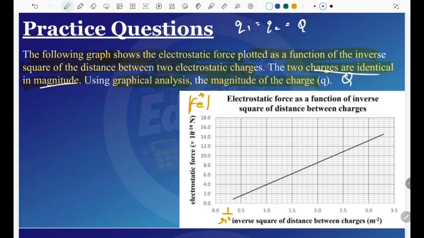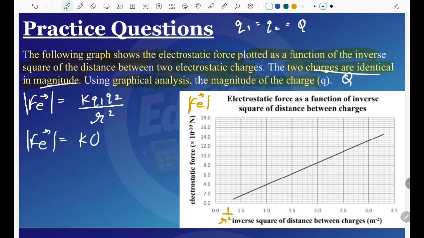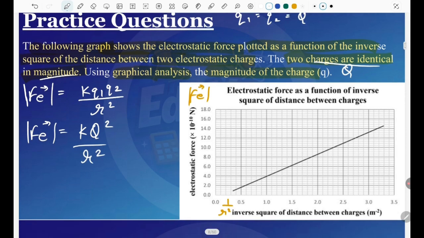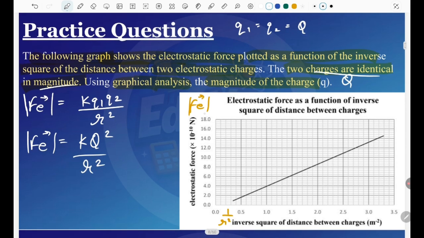So we have to know what the formula for this is. We know that Fe is equal to k q1 q2 upon r square, so Fe is equal to k q square upon r square. We have to arrange this so that Fe remains on this side because this is our y. You all know that y is equal to mx plus b is our standard form for the slope.